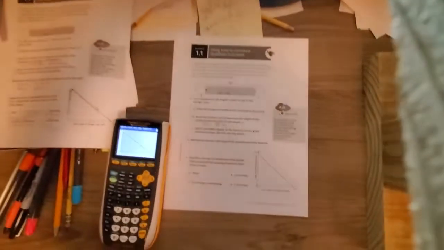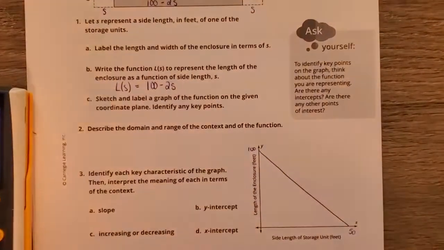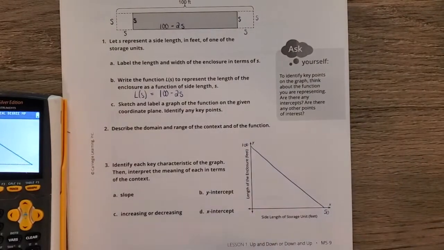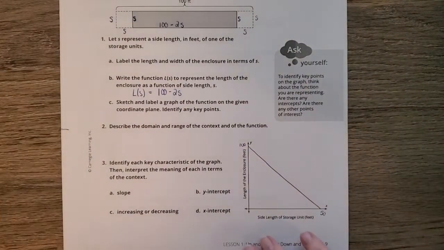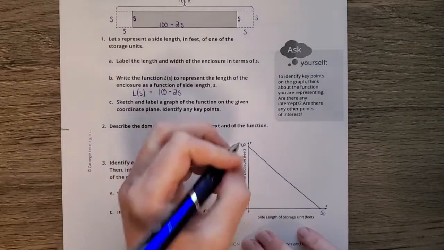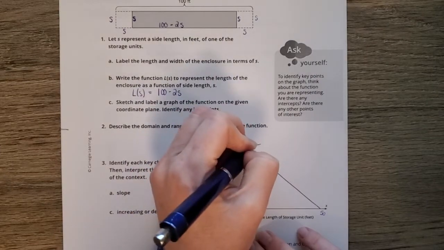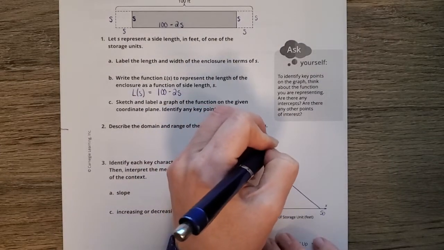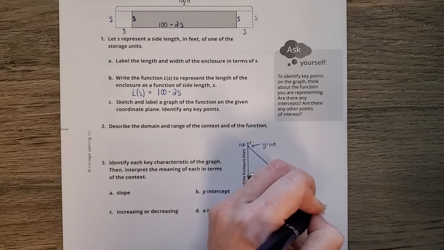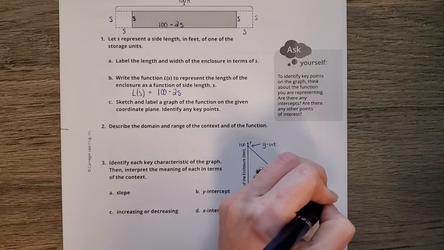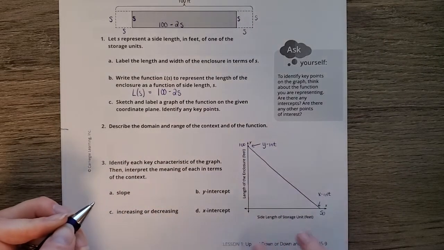Okay, so now let's continue with the worksheet. I'll zoom back in a little bit. So it says sketch and label the graph of the key functions. Identify key points. So right here, this key point is the y-intercept. Down here is the x-intercept. So these are some important points if we think about that.